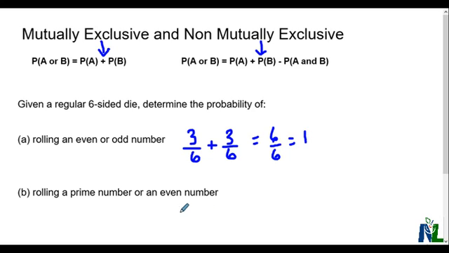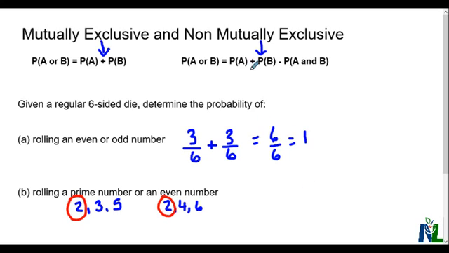Now in the second example here, I've got the probability of rolling a prime number or an even number. So if we list out all the prime numbers on a die, all of those numbers greater or equal to 2, they're only divisible by 1 and itself, we get 2, 3, and 5. Even numbers on the die are 2, 4, and 6. So we can see here that 2 is both an even number and a prime number.